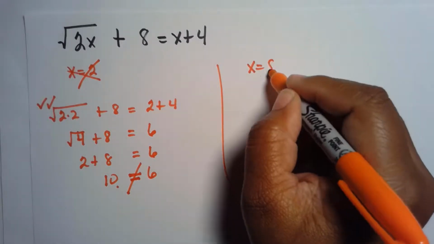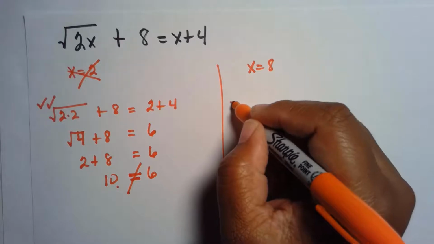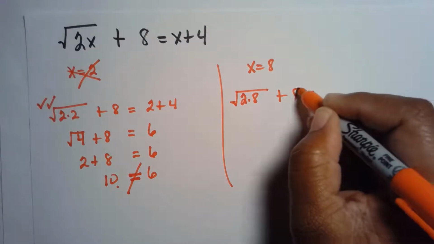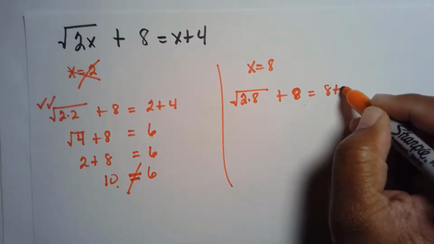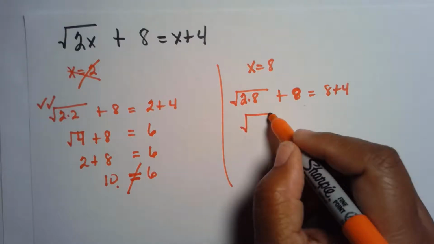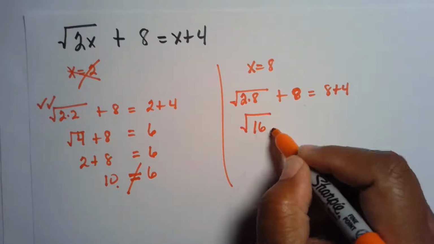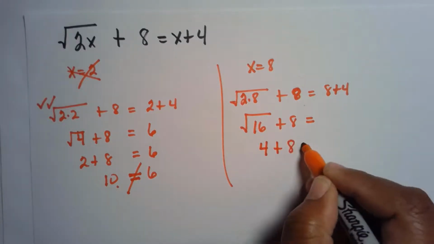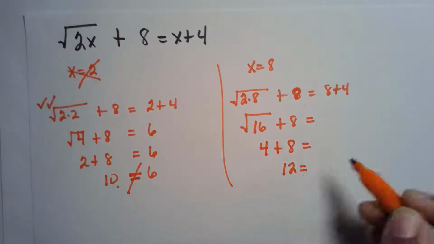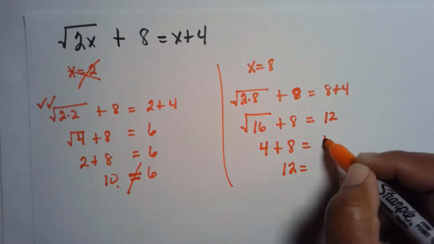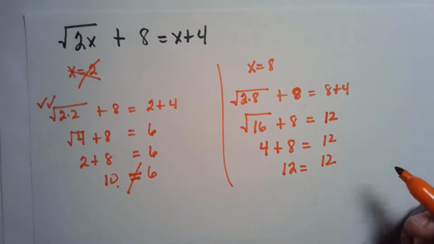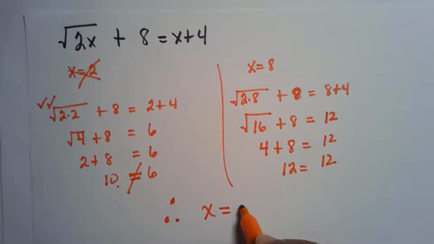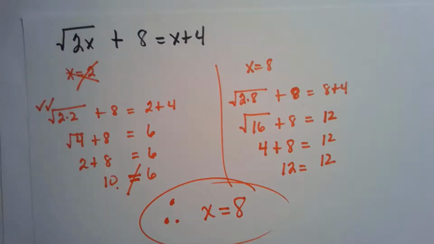How about positive 8? We have here the square root of 2 times 8 plus 8 equals 8 plus 4. Take 2 times 8, that's 16. Take the square root of 16, which is 4. And 4 plus 8 gives us 12. And then on the right hand side, we have 8 plus 4, which gives us 12. Therefore, our solution to this equation will be 8.